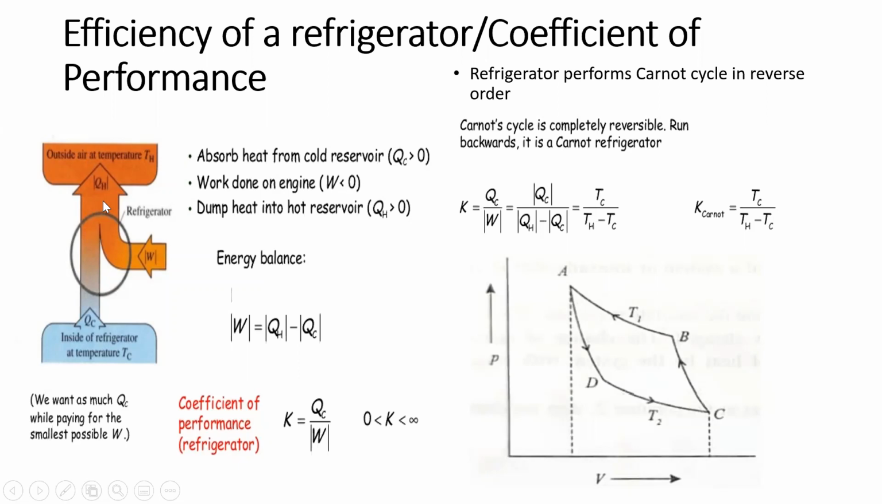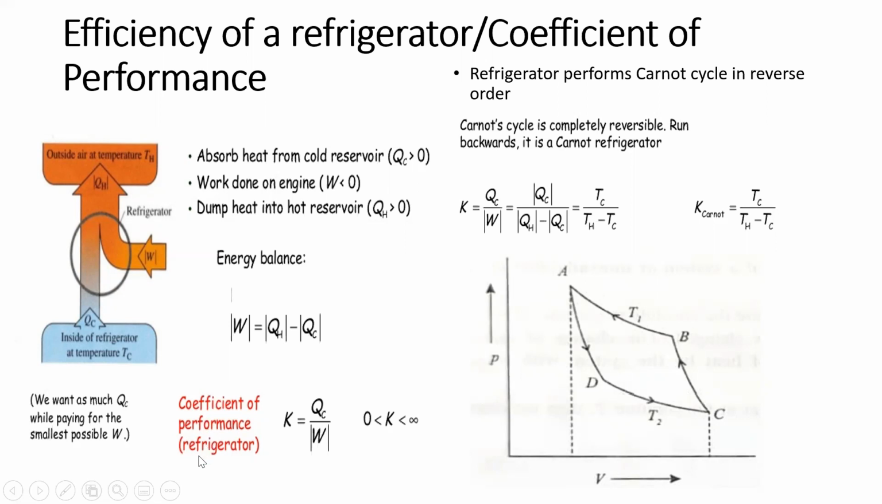Now the heat is dumped into the hot reservoir, which is outside, which is hotter than inside the refrigerator. So the amount of heat given out is also greater than zero. For energy balance, we can say that the magnitude of the work done will be the difference between the energy given out and the energy taken. So the magnitude of the work done is equal to the magnitude of the heat energy given minus the magnitude of the heat taken. And the coefficient of performance.